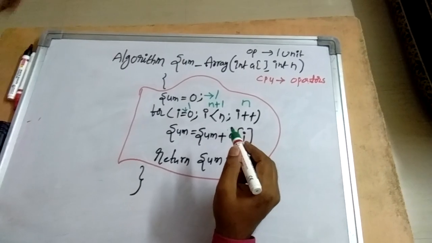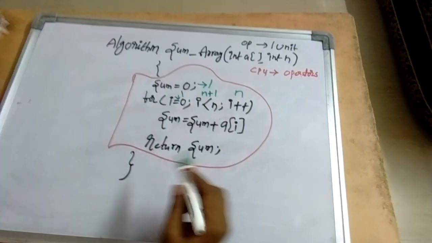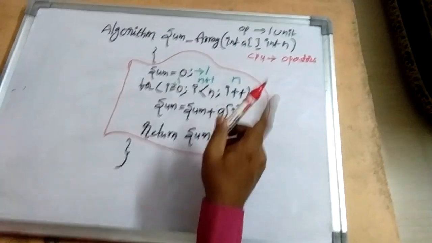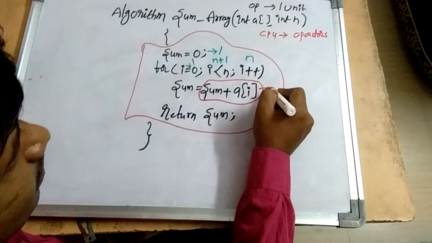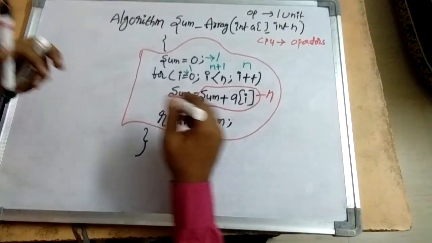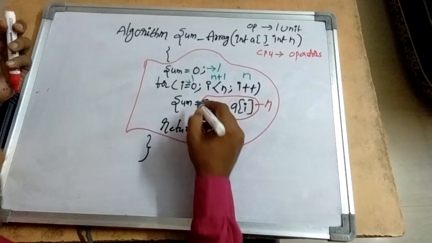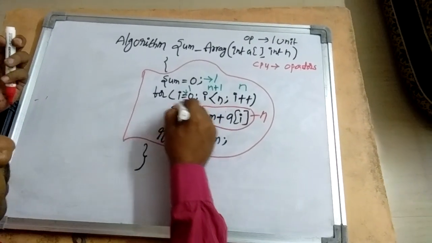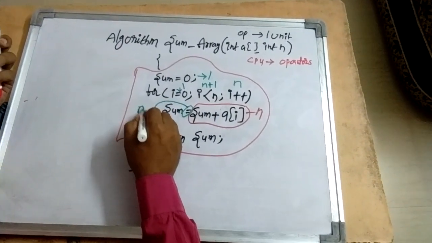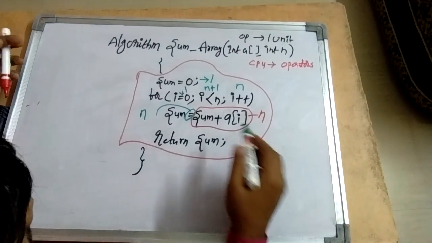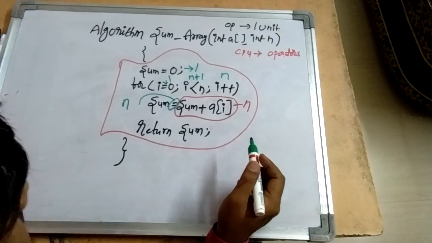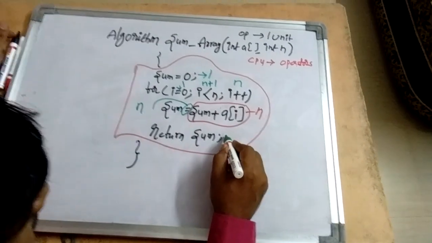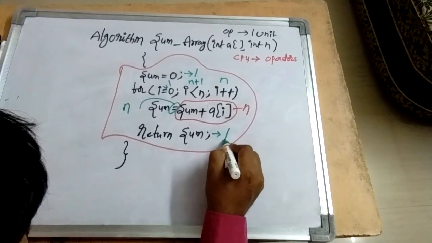Now sum is equal to sum plus a of I. So here is an arithmetic operation. How many times? n times. And then followed by it, you see the assignment operator. This assignment operator also, how many times? n times. So n units of CPU time will be used for it. Now return sum will be executed one time.